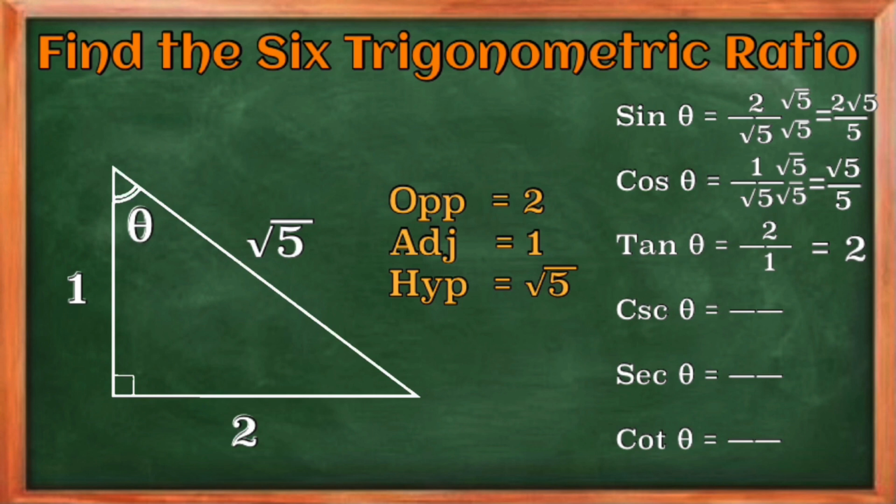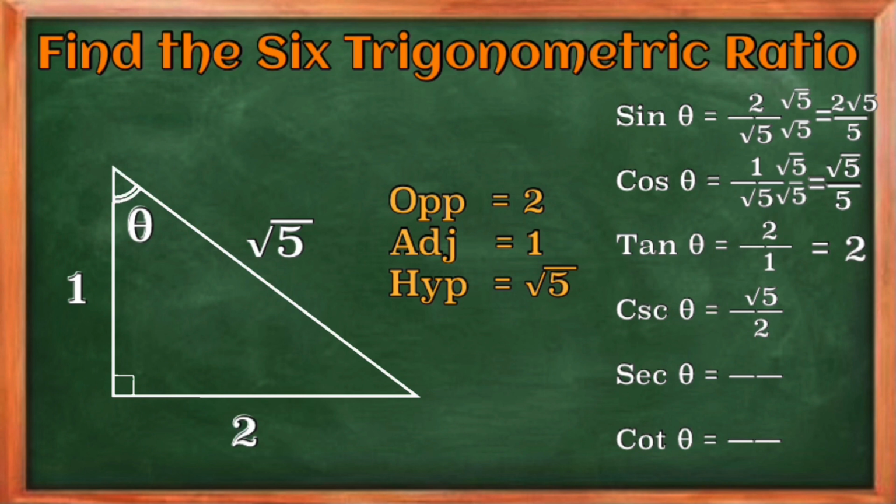Next is tangent theta. Tangent theta is equal to opposite over the adjacent side, and the opposite is 2, adjacent is 1. Therefore, tangent theta is equal to 2. Next is the cosecant theta. Cosecant theta is the reciprocal of sine theta. Therefore, we have square root of 5 over 2.